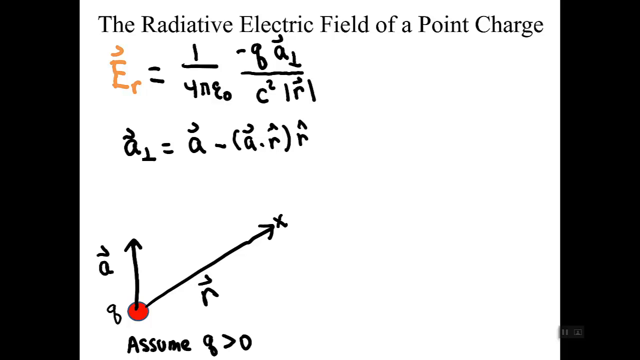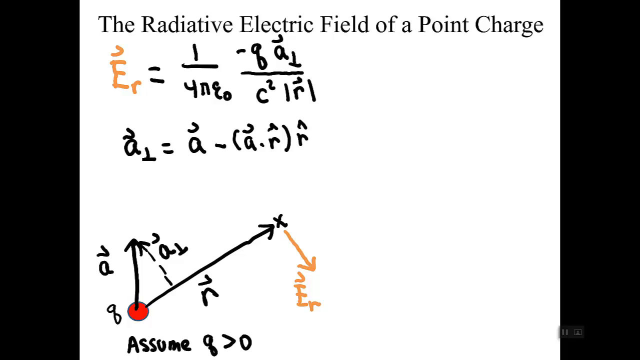Let's sketch it. In this case, a perp looks like this. Now in this case, since q is positive, our expression for the radiative electric field tells us that the electric field must point in the direction opposite to a perp, because of the minus sign in our expression for vector E sub r. So here's how that looks.